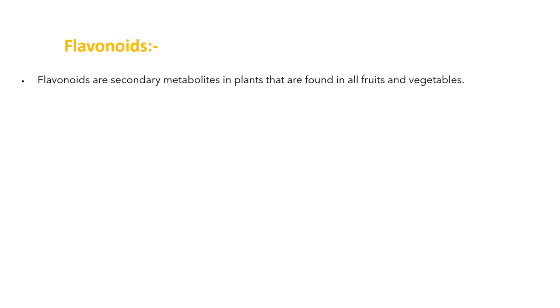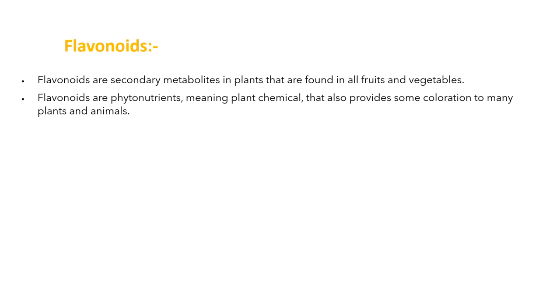Then one more example is flavonoids. This is also an important one. Flavonoids are secondary metabolites in plants that are found in all fruits and vegetables. Flavonoids are phytonutrients, meaning plant chemicals, right? Phyto means plant. So they are plant nutrients, they are plant chemicals. They also provide coloration to many plants and animals.